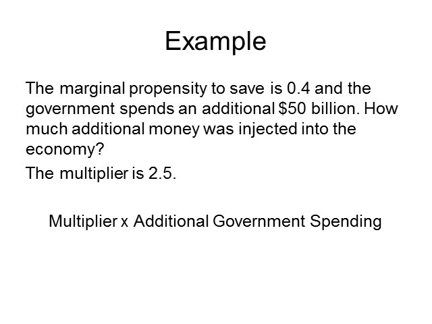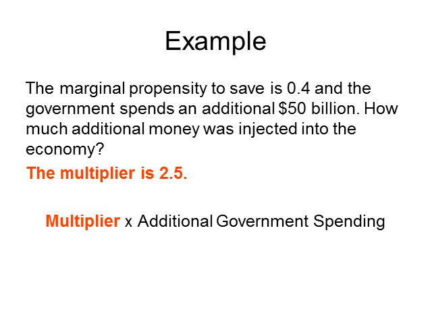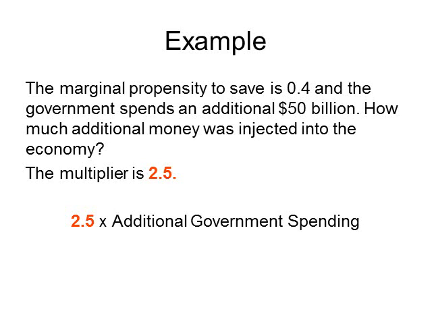Our next step is to write down the formula for how much additional money, or additional income, is injected into the economy as a result of government spending. This is the multiplier times additional government spending. First thing we need to do is find the multiplier, which we calculated earlier, and we will substitute it into the formula. In this case, the multiplier is 2.5, so we substitute in 2.5 for the multiplier into our formula.